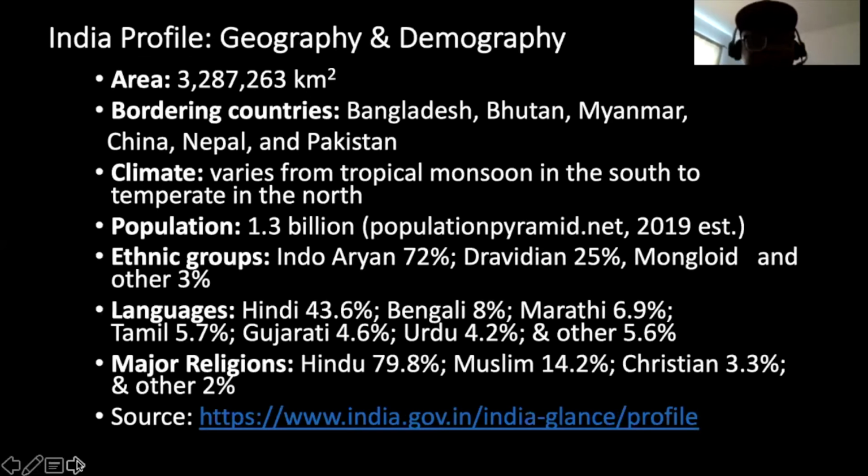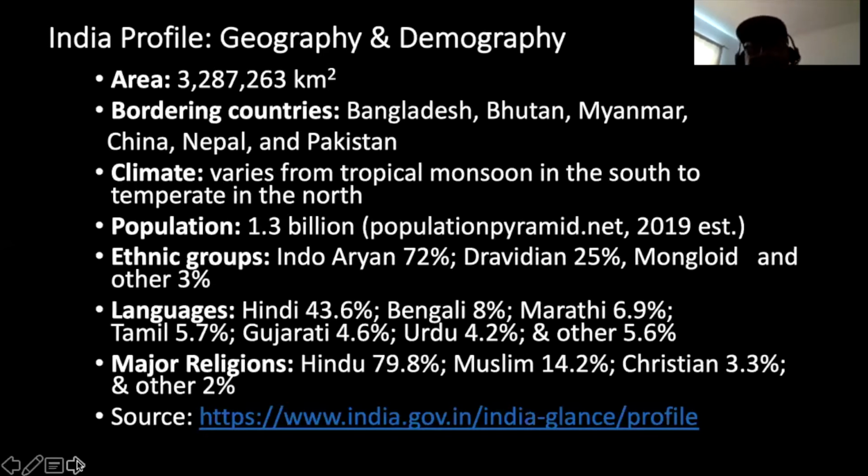India profile in terms of geography and demography. The area is about 3,287,263 square kilometers. The bordering countries are Bangladesh, Bhutan, Myanmar, China, Nepal, and Pakistan. The climate of India varies from tropical monsoon in the south to the temperate weather in the north.